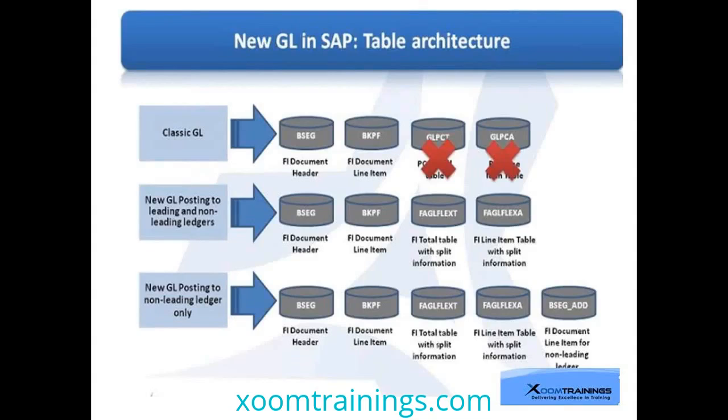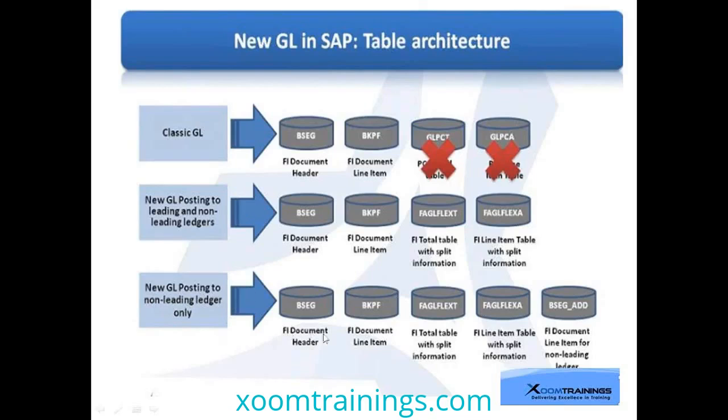Next, new GL. Yeah, it's clear. New GL in SAP is table-wise. In classic GL, document header and document line item will activate, in usual posting to leading and non-leading ledgers. In this phase, document header, document line item, we are using usual posting to non-leading ledgers.